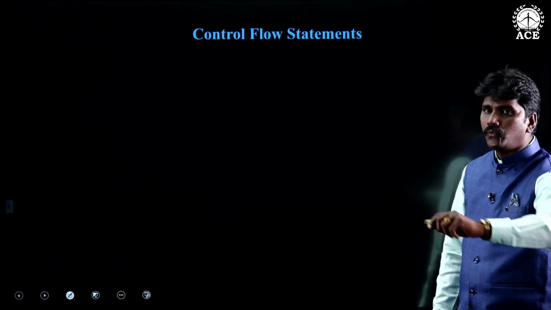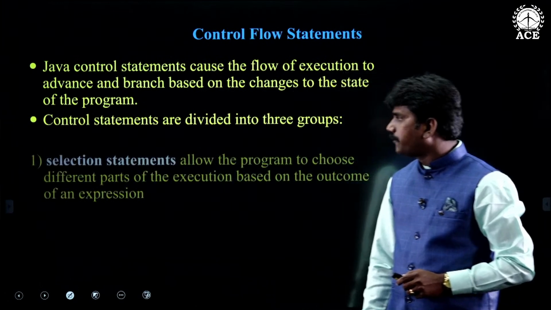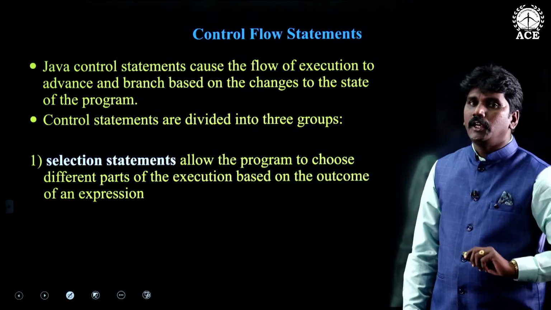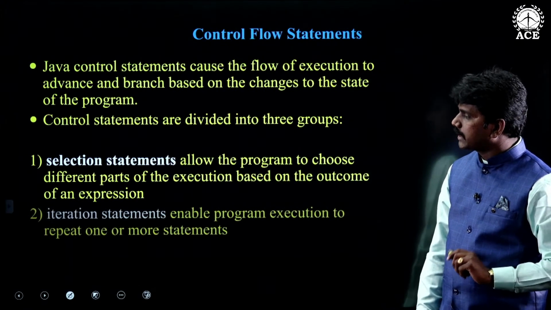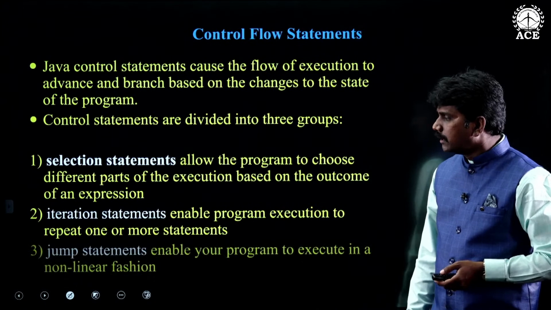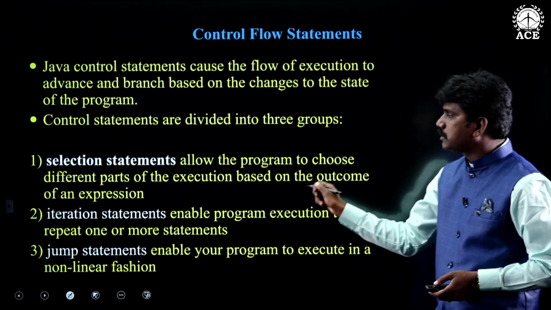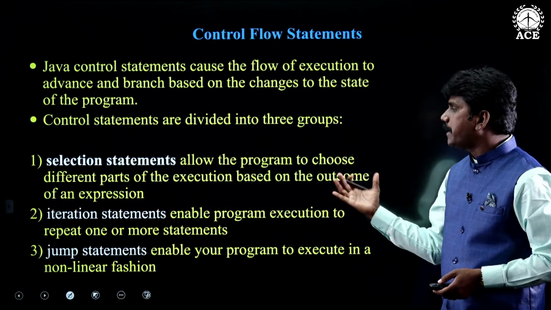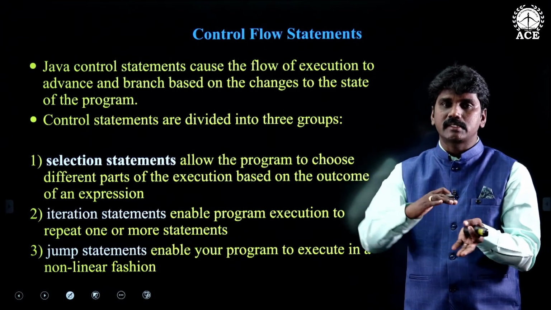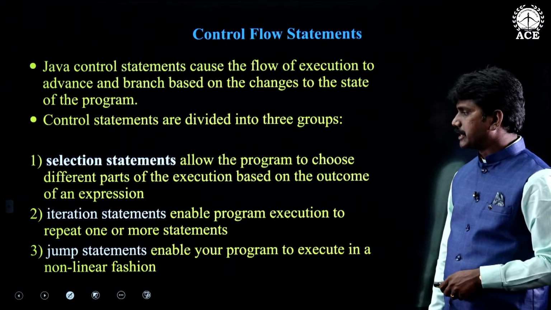First of all, control flow statements. The first thing we can understand is what are the different control statements and what is the use of each one. Just now we have seen there are three different control flow statements: the first one is selection statement, second one is iteration statement, and the third one is jump statement. What is the selection statement's importance? It allows the program to choose different parts of the execution based on the outcome of an expression. Suppose some statements are to be executed, some are to be skipped. Such kind of practice can be done with the help of selection statements.